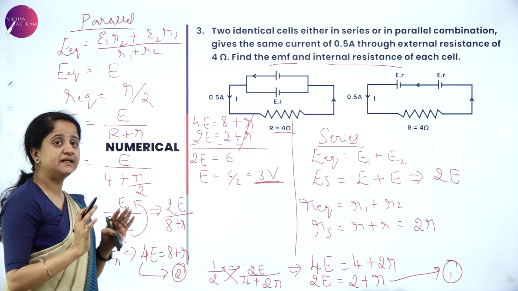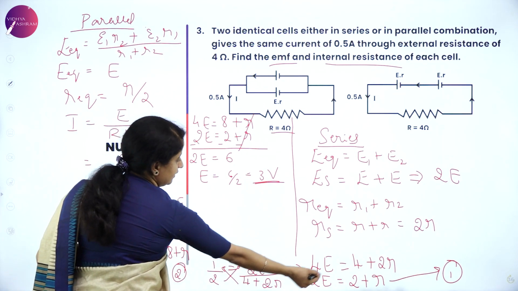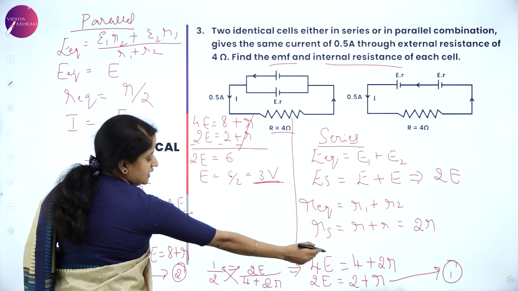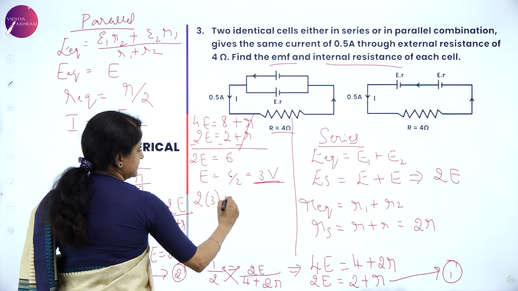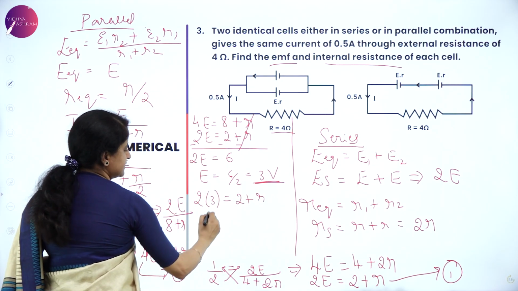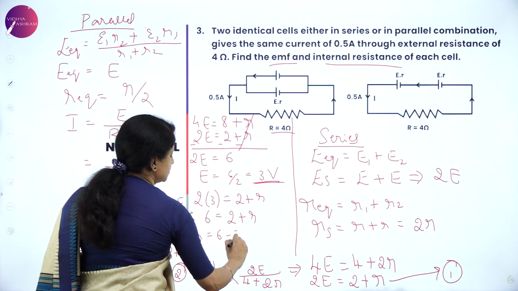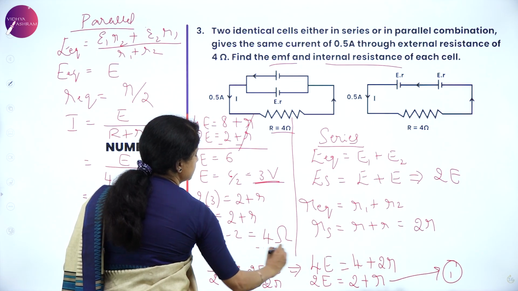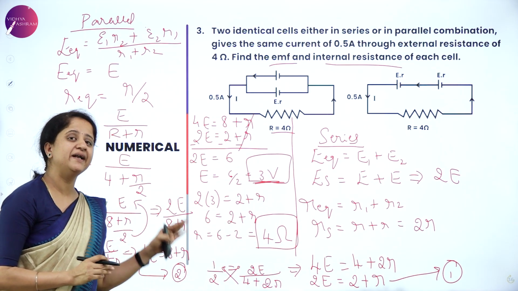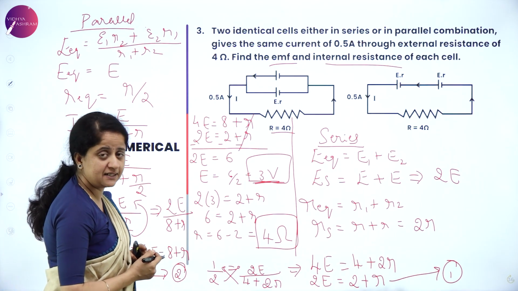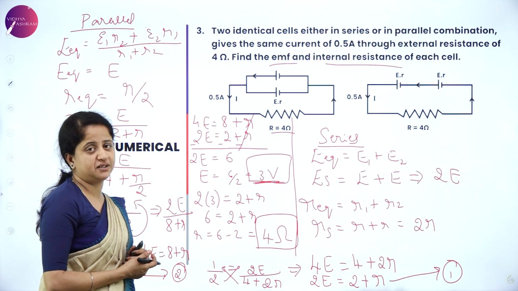Let us find out the internal resistance by substituting the value of E in equation 1. In equation 1, I have 2E, which is equal to 2 plus R. So 2, E value is 3, which is equal to 2 plus R. 2 3s are 6 is equal to 2 plus R, and R is equal to 6 minus 2, which is equal to 4 ohms. So this is the internal resistance and EMF of two identical cells when they are connected in series and parallel, producing a current of 0.5 amperes.